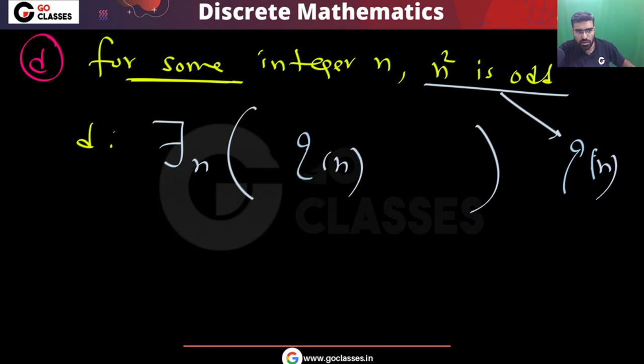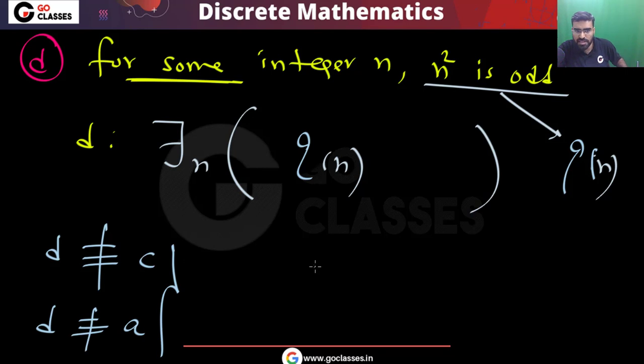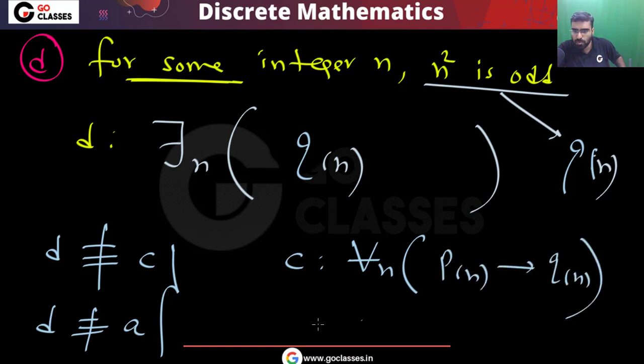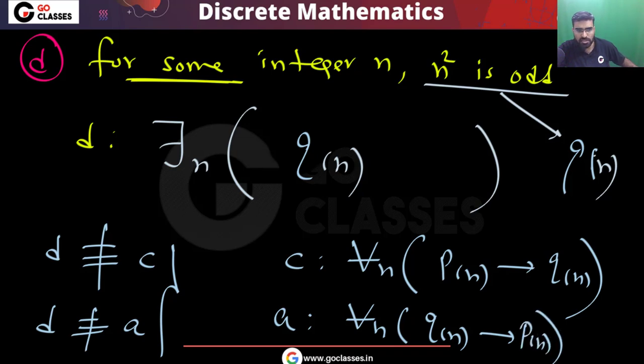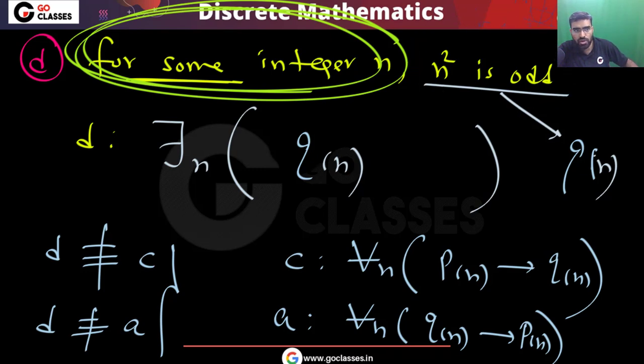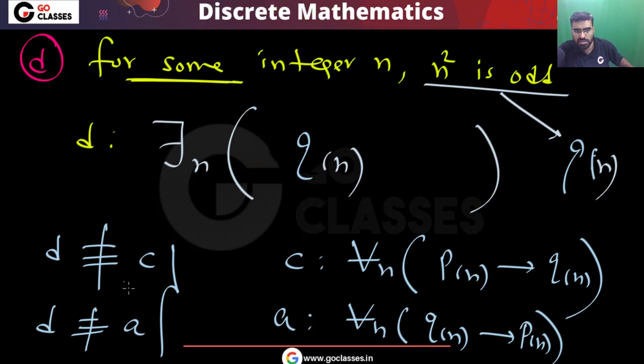So again you can notice that option D is not at all equivalent to option C, and it is not equivalent to option A. What was option C saying? In option C we are saying for all n, Pn implies Qn. And option A was for all n, Qn implies Pn. Option D is saying there exists some integer such that its square is odd. For some integer n, its square is odd. So there exists n such that Qn. Now this is definitely not equivalent to C. This D is not equivalent to A.